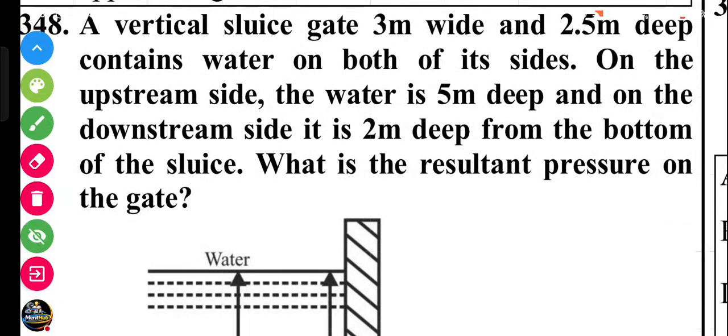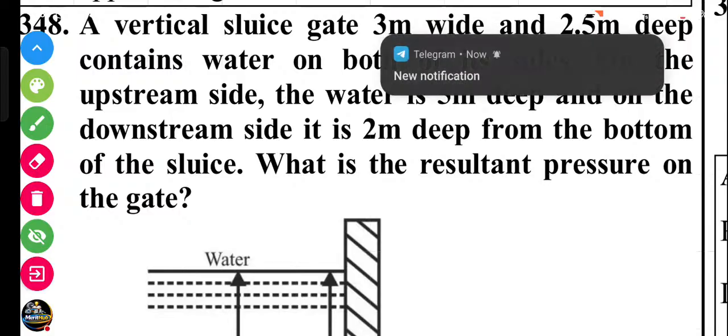Next question: a vertical sluice gate 3 meter wide and 2.5 meter deep contains water on both of its sides. On the upstream side, the water is 5 meter deep. On the downstream side, it is 2 meter deep from the bottom of the sluice. What is the resultant pressure on the gate?